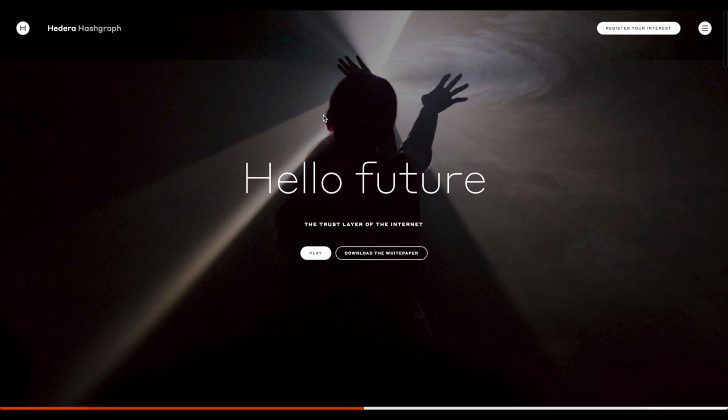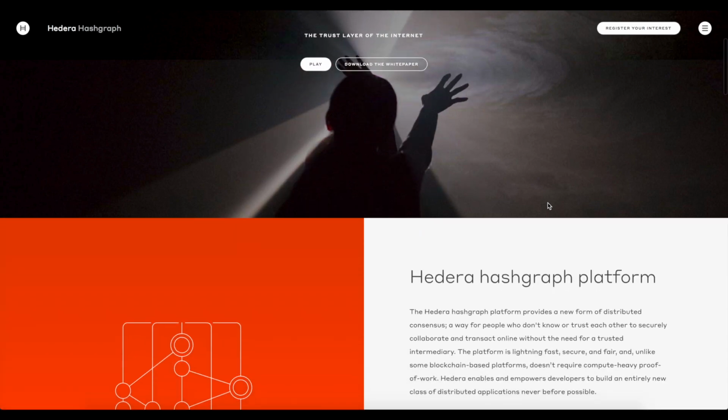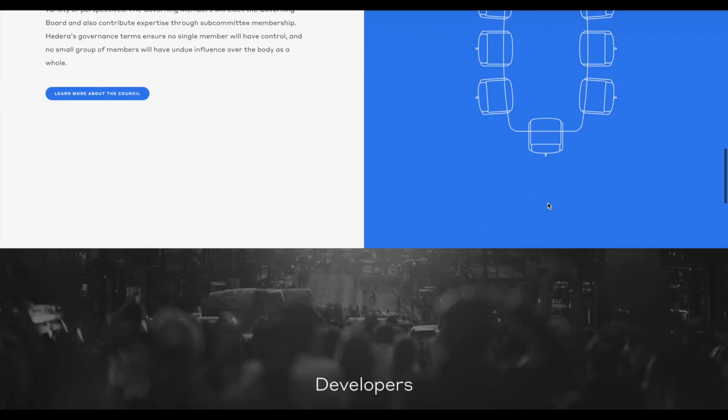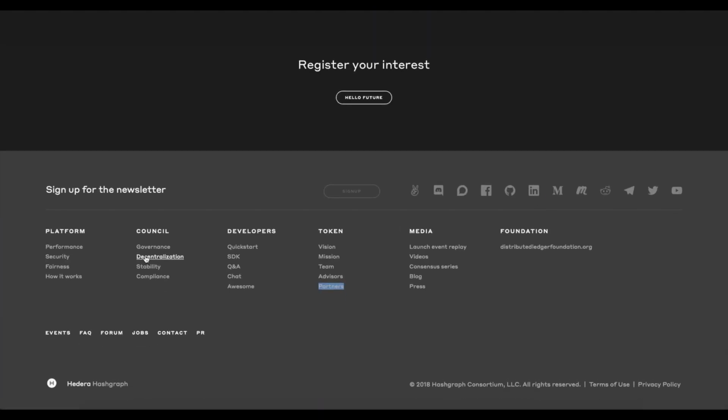So here we have the website. So you guys go and register your interest over here. Right now we don't know anything regarding the sale. So go and register your interest and then you will be eligible to know when the Hashgraph will go online for the sale. This is their overall website. This is how it looks. So these are the things related to their council, which will be distributed ledger foundation. These are the things related to developers, and this section will give you details regarding the token.